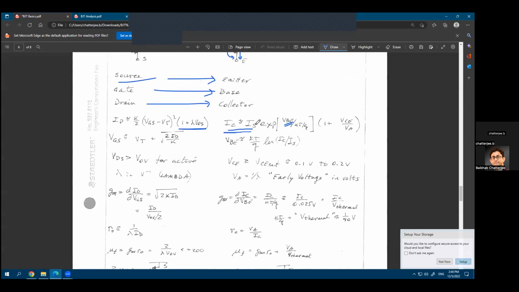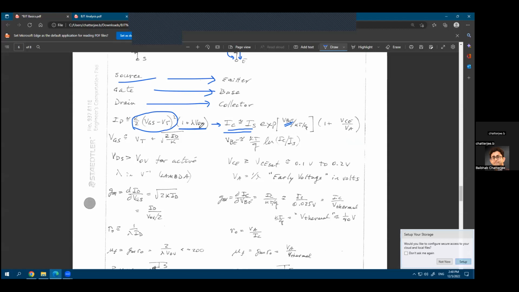So again, you see that the equations in this case are not similar, because this was a square law model, whereas this is an exponential model of a diode. So this is one big difference between the MOSFET equation and the BJT equation. But the form, or the way it needs to be applied in the circuit, is very similar. It's just that the model that we have is square law versus an exponential model.